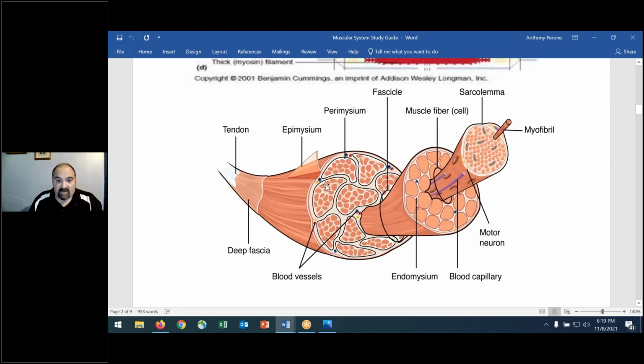And just remember, the epimysium covers the muscle, the perimysium covers the fascicle, and the endomysium covers the muscle fibers. And then you'll see here the sarcolemma. Well, what's that? That's the plasma membrane of the muscle fiber, also known as the muscle cell.